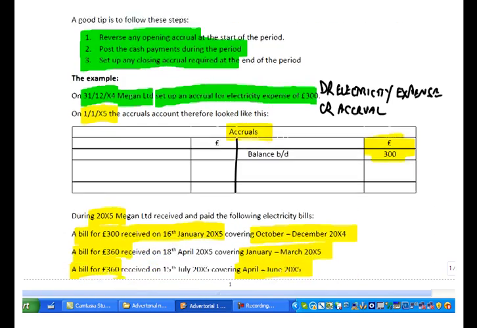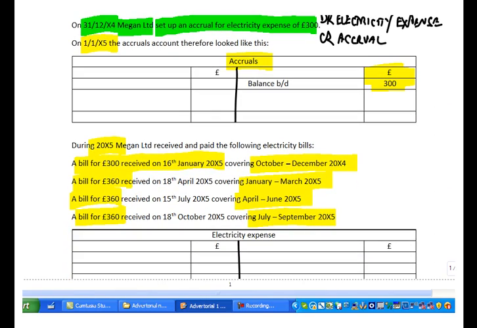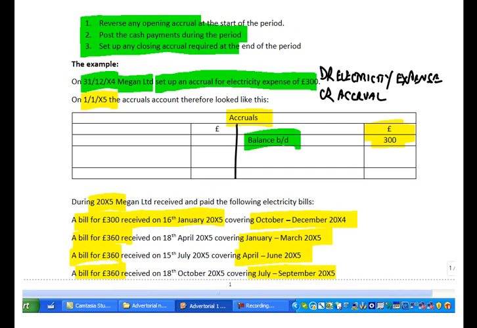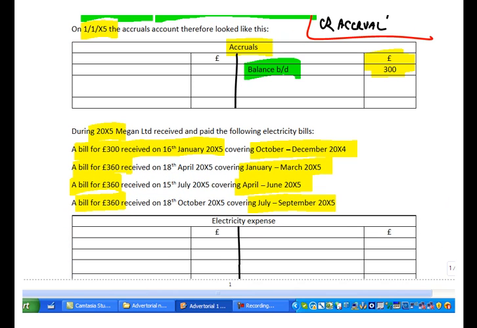Let's do the first of those steps, which is to reverse the opening accrual. This is our balance brought down at the 1st of January. Remember, to reverse an accrual, you literally post the reverse of the double entry you would have posted to set it up in the first place. So if at the end of XD4 we debit the expense and credit the accrual, at the beginning of XD5 we're going to debit the accrual and credit the expense. So let's post that double entry first.